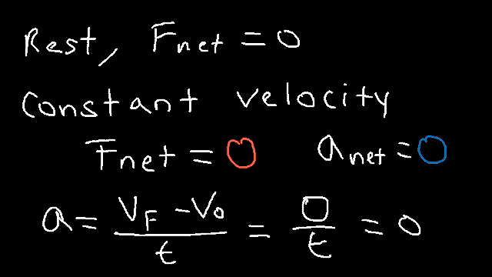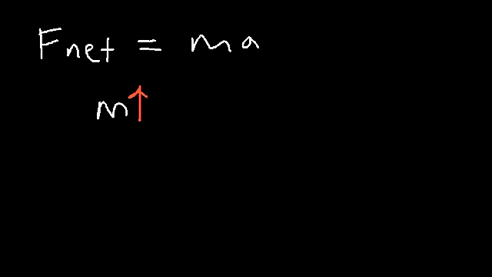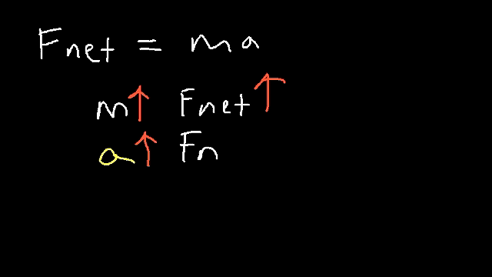Now, according to Newton's second law, the net force is equal to the product of the mass and the acceleration. So if the acceleration is constant, and if you increase the mass of the object, the net force will increase. So the net force is proportional to the mass of the object. Now let's say if you keep the mass constant, and if you increase the magnitude of the acceleration, the net force will increase as well. So the net force is also directly proportional to the acceleration.